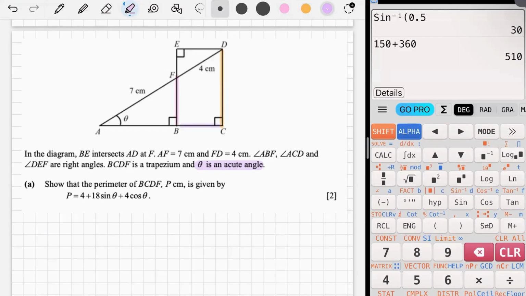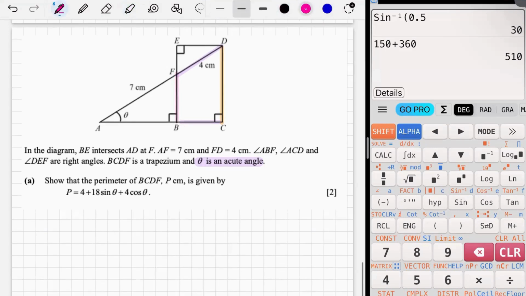And then I got 4. Okay, 4 is quite nice. Very good. So what I have here is I'm going to find the pink line first. I'm going to color code everything. So my pink line, FB, is my opposite. So I'm using sine theta, which is FB over 7, which allows me to find FB as 7 sine theta.